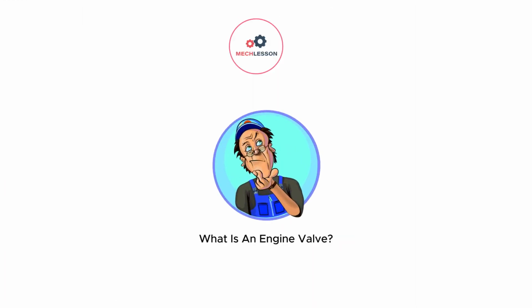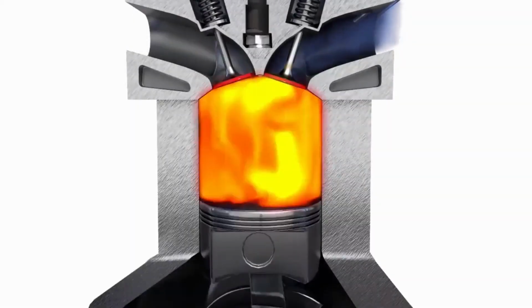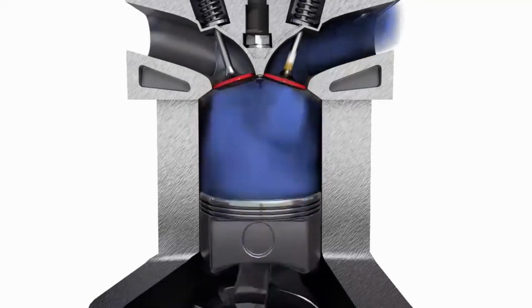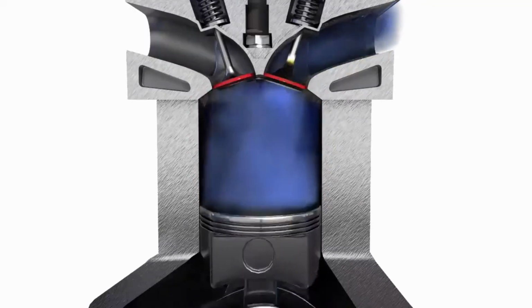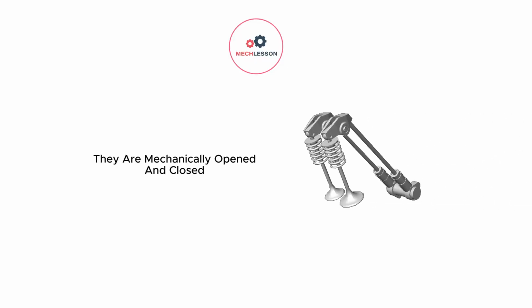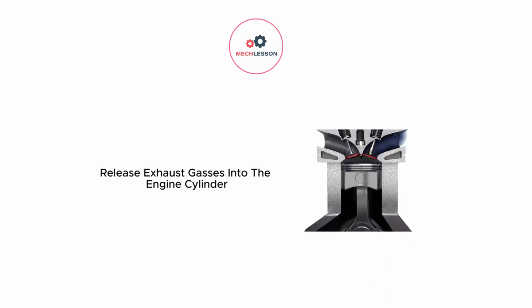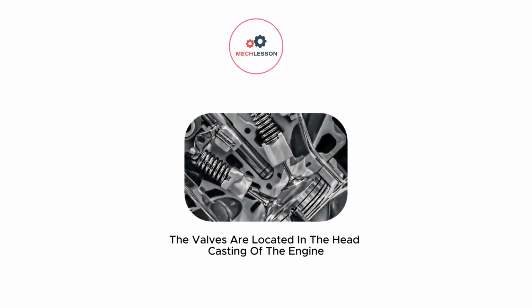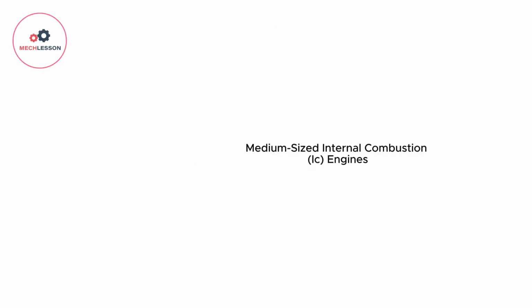So, what is an engine valve? An engine valve is a mechanical part of an internal combustion engine that allows and restricts the flow of fluid or gas to and from the combustion chambers or cylinders during engine operation. They are mechanically opened and closed so that air enters and releases exhaust gases into the engine cylinder. The valves are located in the head casting of the engine. The area in which the valve seals against the head is called the valve seat.